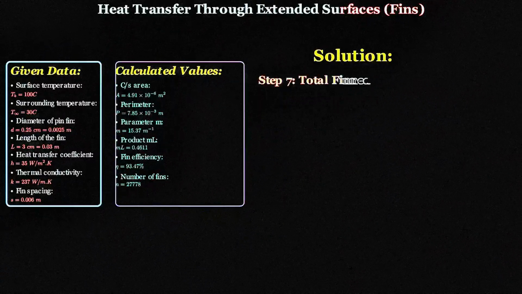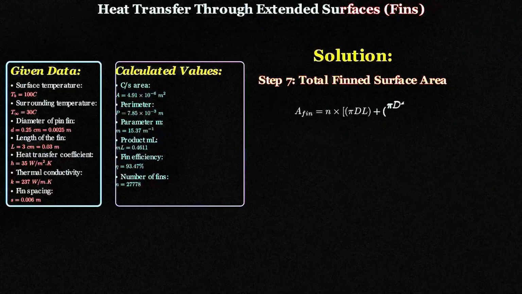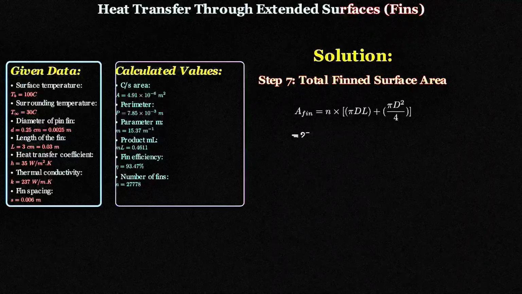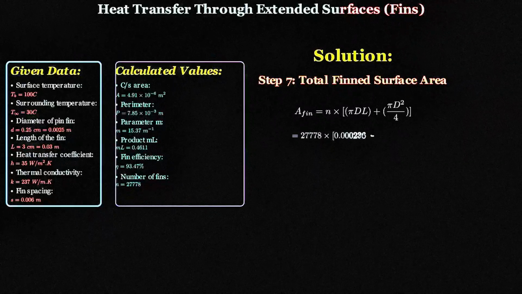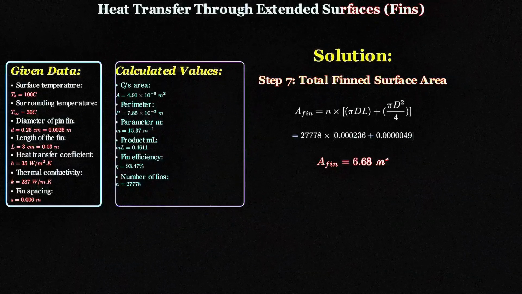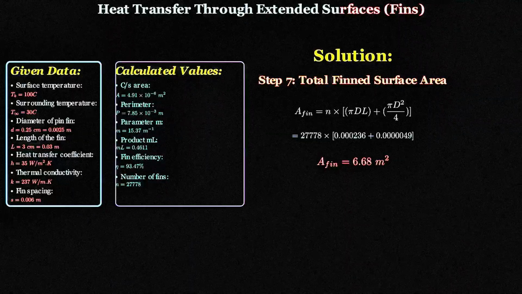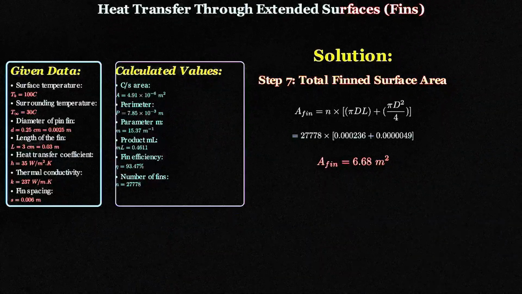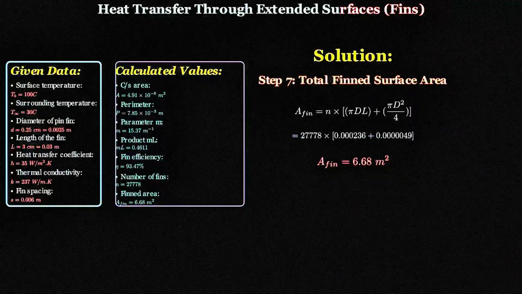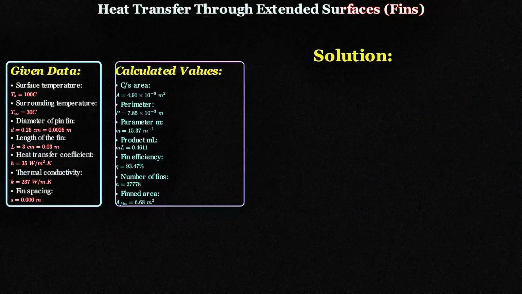Step 7. Calculate the total finned surface area. The finned area equals the number of fins times the surface area of one fin. Each fin has a cylindrical surface area, pi d l, plus the tip area, pi d squared over 4. So, A fin equals 27,778 times (0.00236 plus 0.00049). This gives us 6.68 square meters. Notice how the fin surface area is much larger than the base area of 1 square meter.